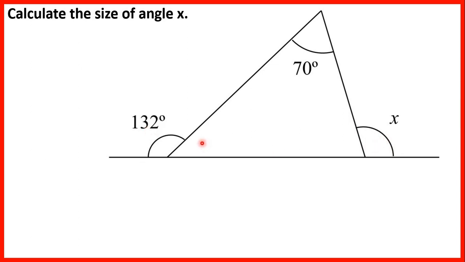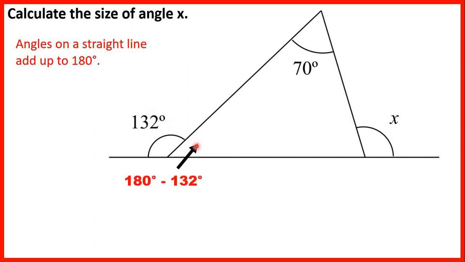So what we need to do is find some of our other angles first. We need more information in order to find angle X. So notice here we have a straight line along the bottom, and we know that angles on a straight line add up to 180 degrees. So we can find this angle here by subtracting 132 from 180, and we might need to use column subtraction for that, but we'll get 48 degrees.